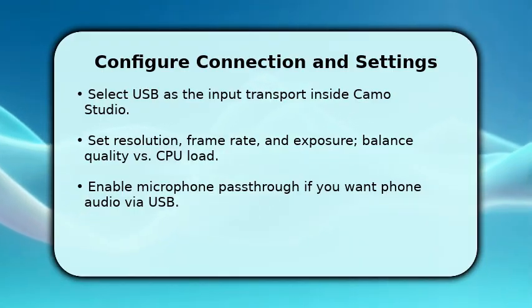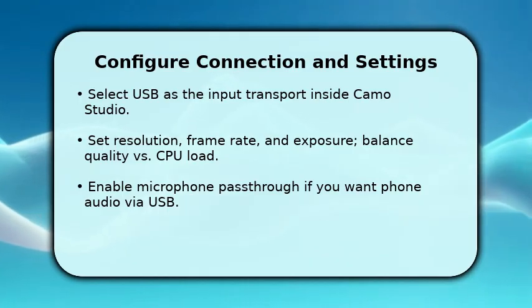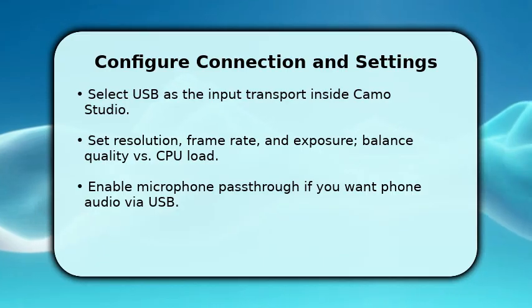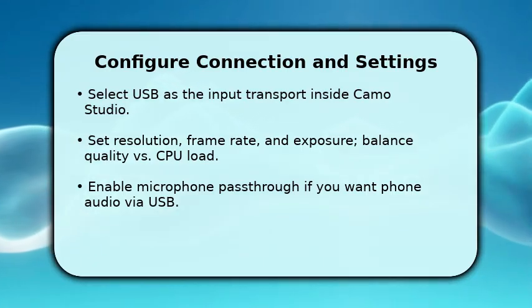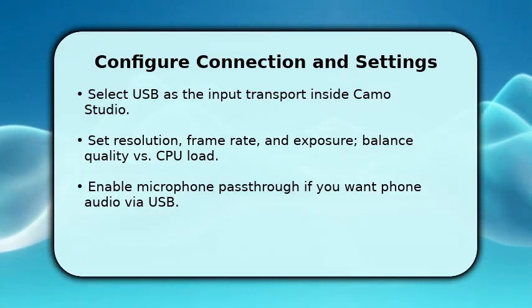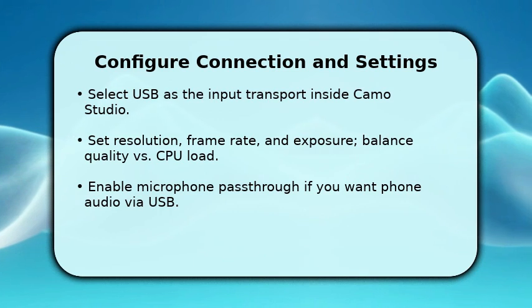Use the exposure and focus controls to fix brightness and sharpness. Lock settings once happy to avoid flicker. If you need audio, enable microphone pass-through so your phone's mic routes through the USB link. Once done, test in a video call app.